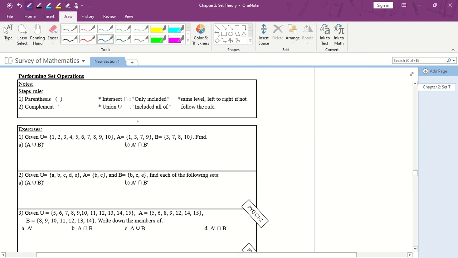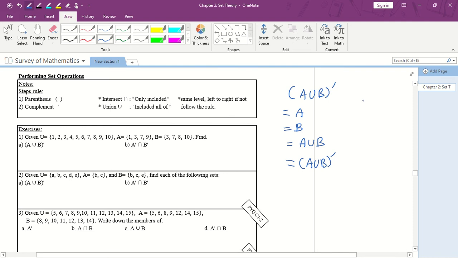And you remember when we face those kinds of questions, we will try to break it one by one. It means that you need to know A first, then you need to know what B is first, and you tackle A union B, and you need to know that there's A union B prime.